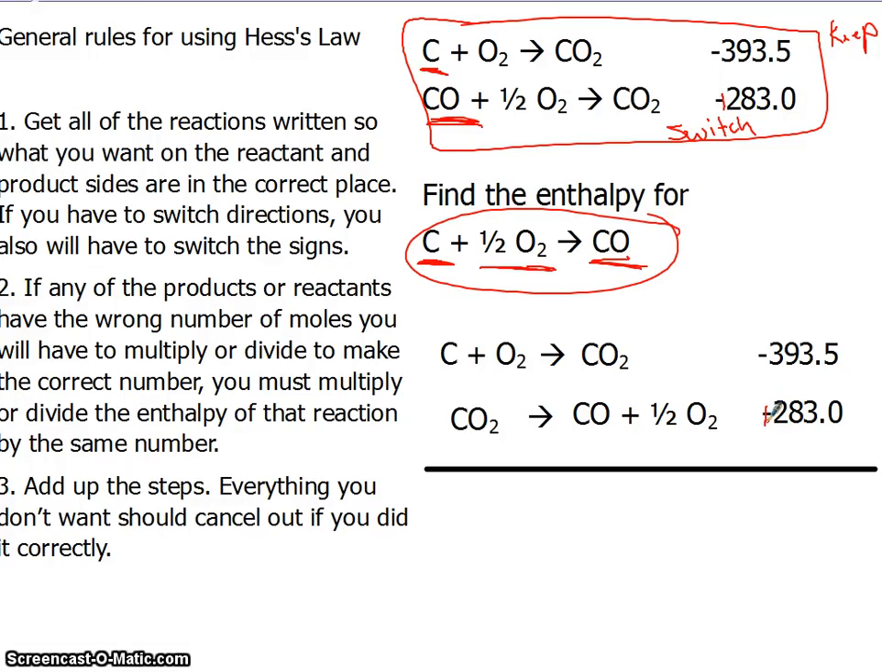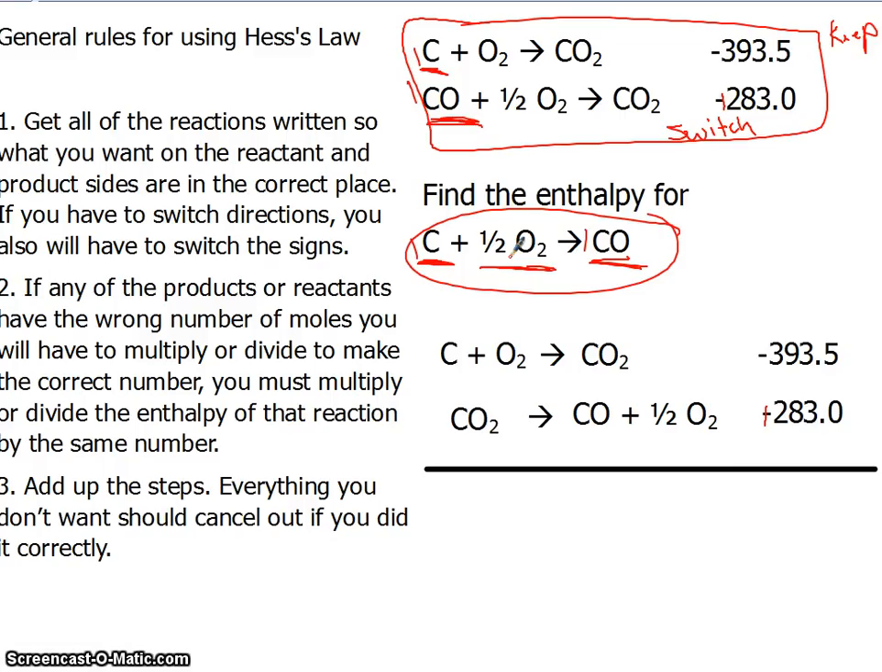Then I check to make sure I have the right numbers. I want one carbon. I've got one carbon. I want one CO. I've got one CO. I want a half an O2. Now that means half a mole, not half a molecule. I have not a half, but again, I'm going to hope it works out because it's in two different places.